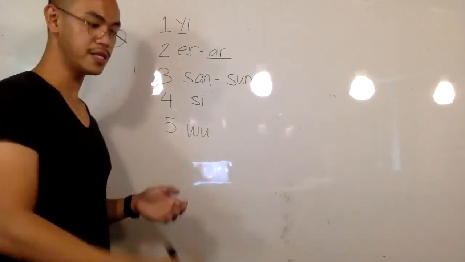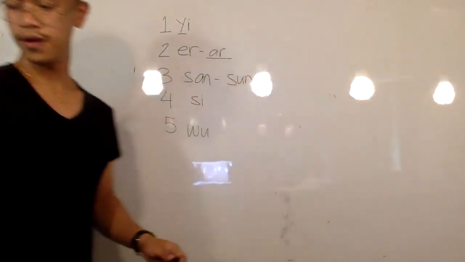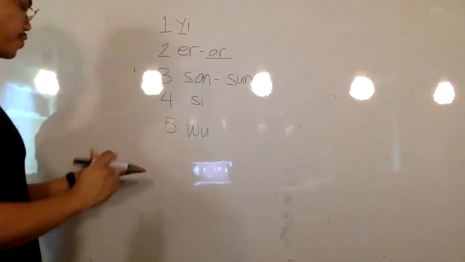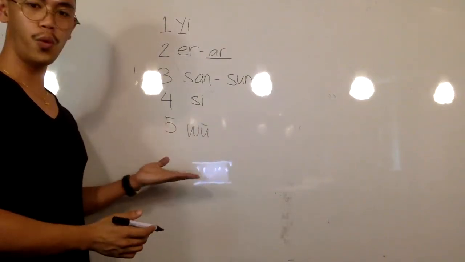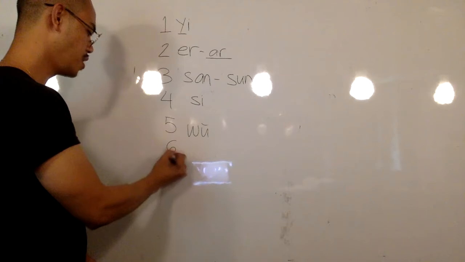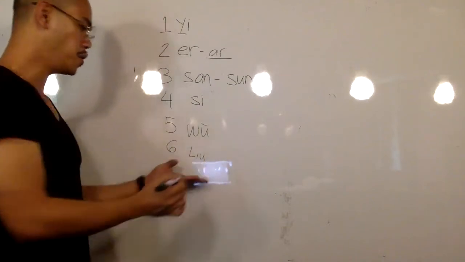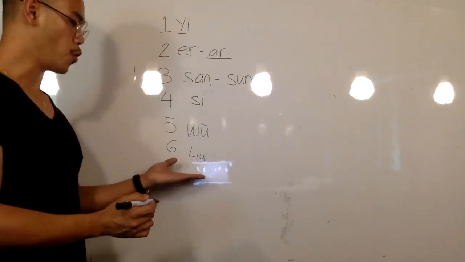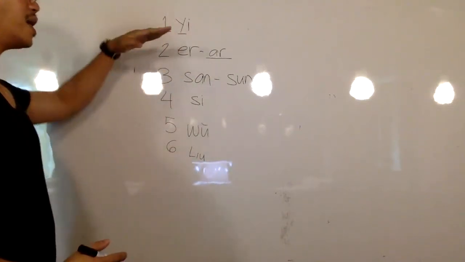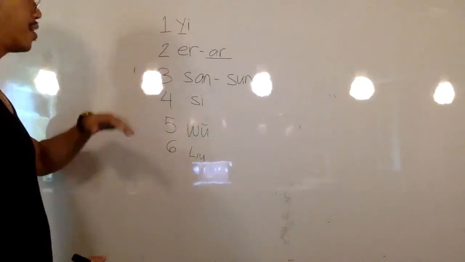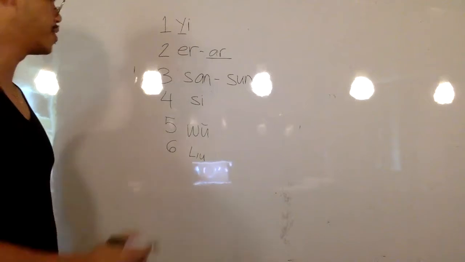Please follow along with the notes that I have provided for you so you will not be confused. Okay, 5 is pronounced as wu. Wu. Number 6 is liu. Okay, let's count from 1 to 6. Yi, er, san, si, wu, liu.